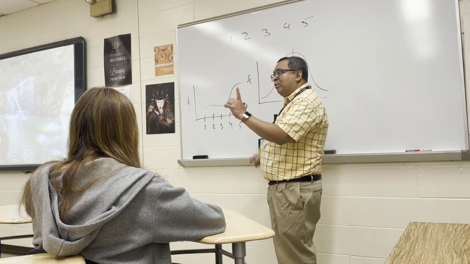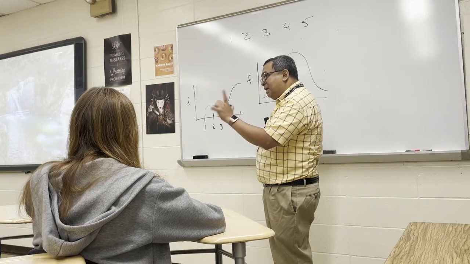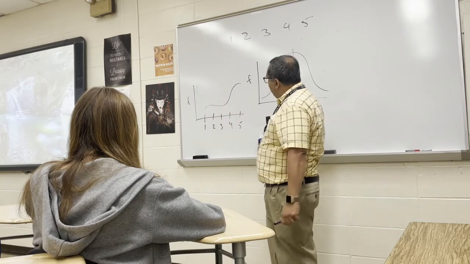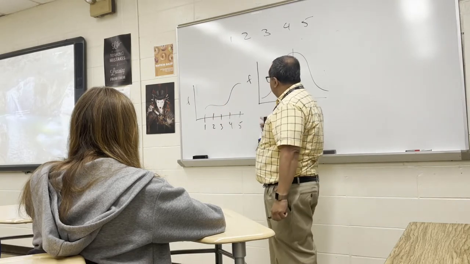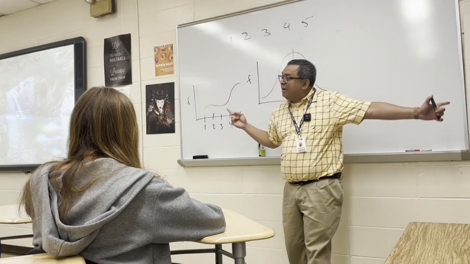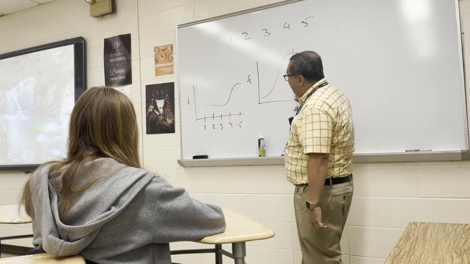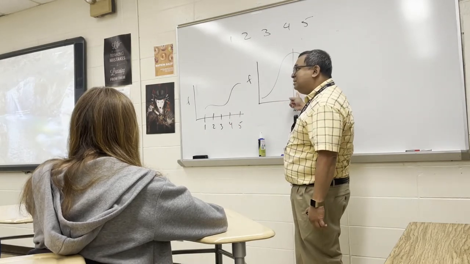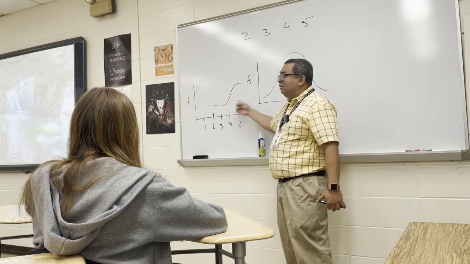There's one really important reason. I'd like you to turn to the person next to you and discuss why this curve looks like this when I told you that if I grab 100 random people out there and give them a test, most of the time it looks like this. Why does this curve not look like this?